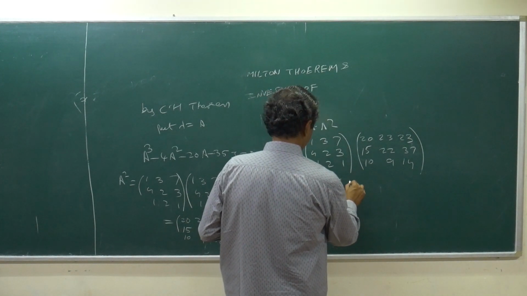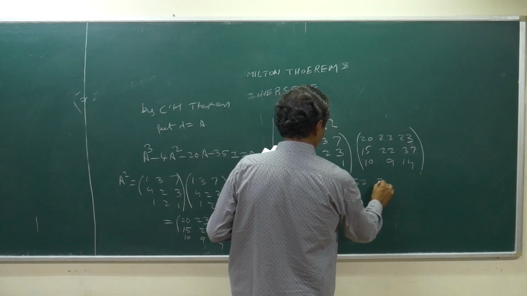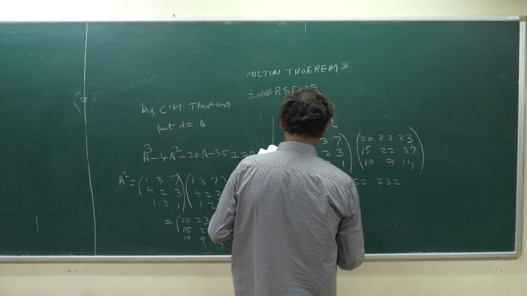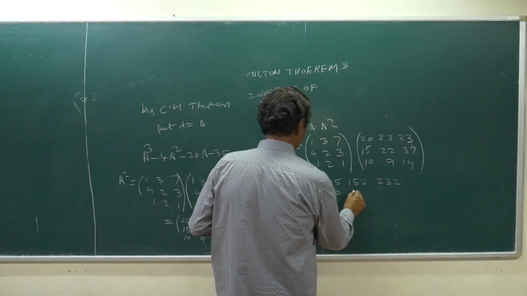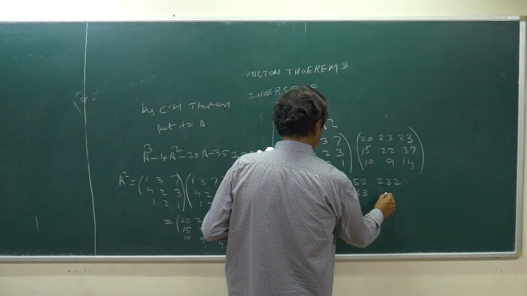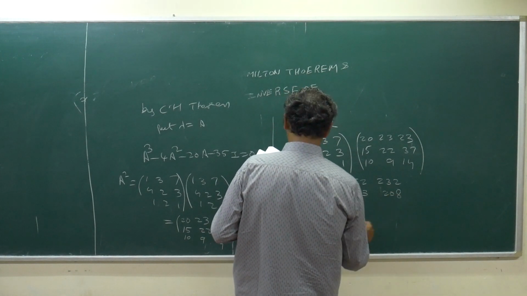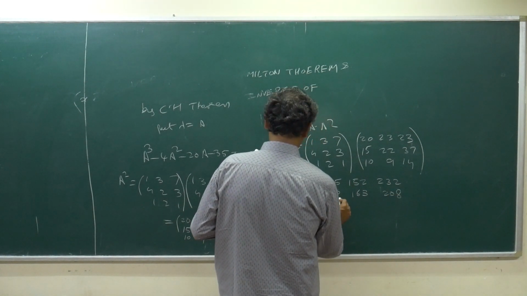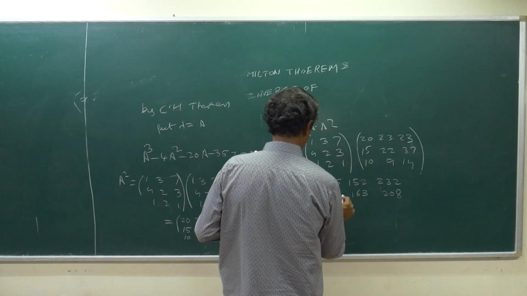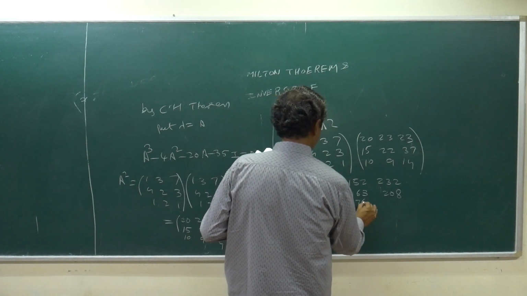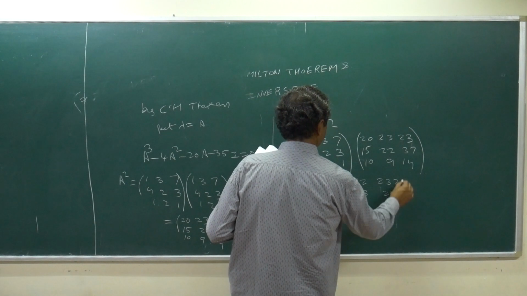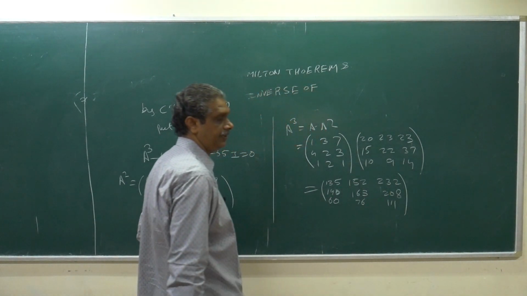135, 152, 232, 140, 163, 208, 60, this is 140, 76, 111. So A cube is also readymade available.